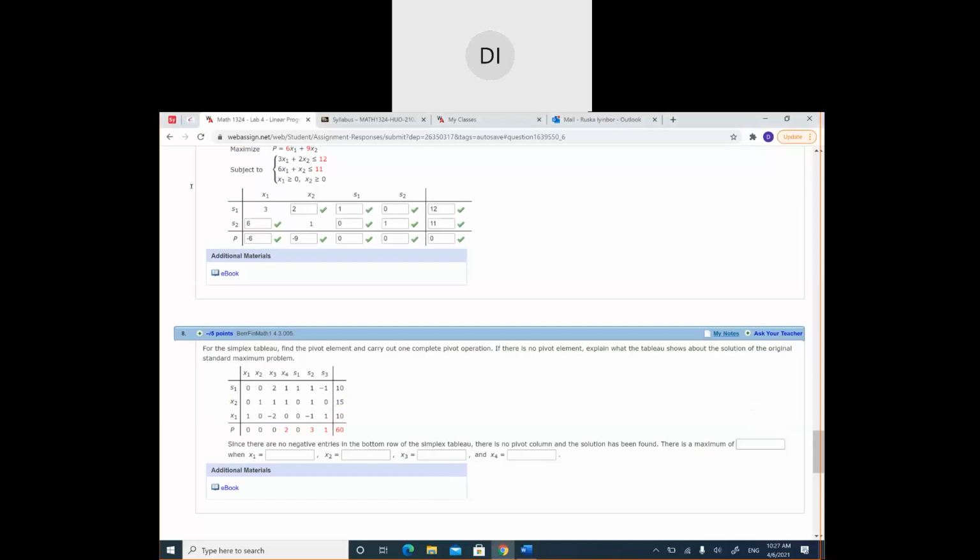Okay, so we're going to put maximum of 60. That's all you're doing, just looking at your table, and you're going to get the number. So the maximum of 60, x1 was 10, and x2 is 15. And the other x's, x3 and x4, are 0 because we don't have those. And that's all you're doing, just looking at the table and getting the numbers.